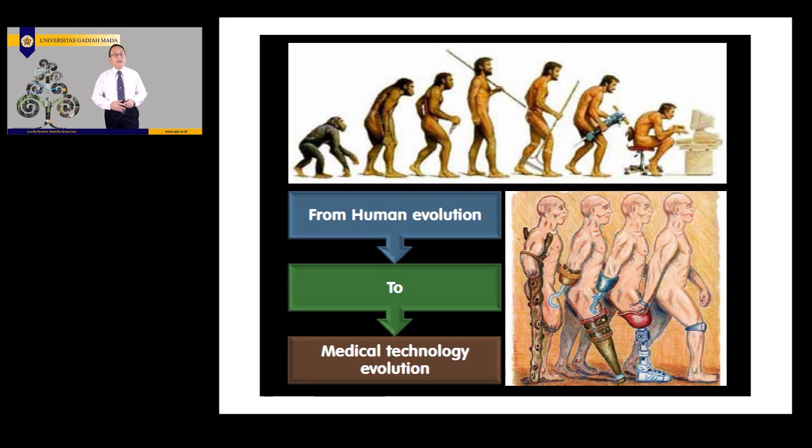This is the evolution of human. We start from the left picture to the right. I don't know whether you are in the middle or in the right. I'm sure you should be far right. Here in the past, when there was a war and people got injured, they used very simple tools, very simple equipment to help the people. Now it has changed to the right picture.